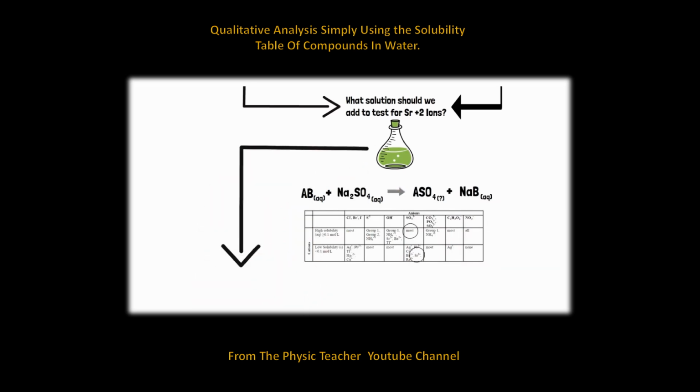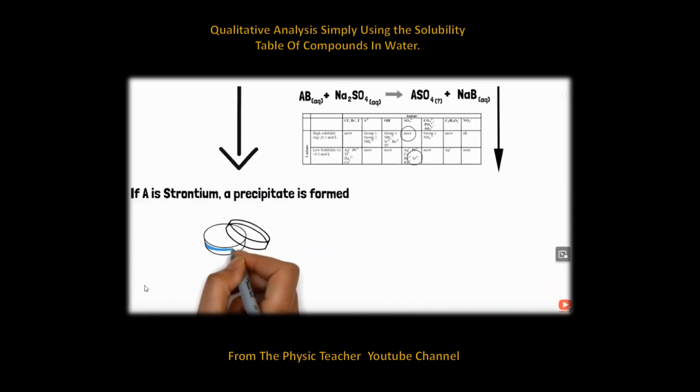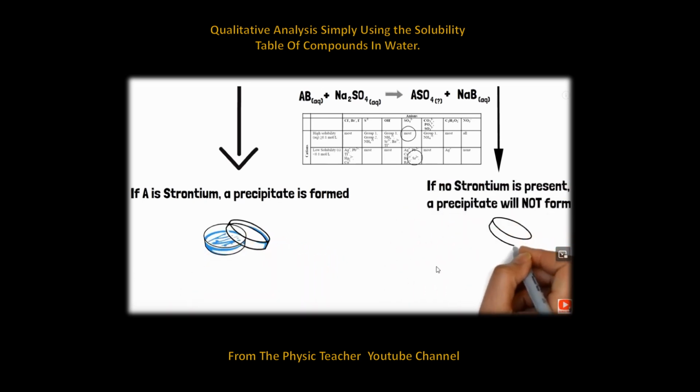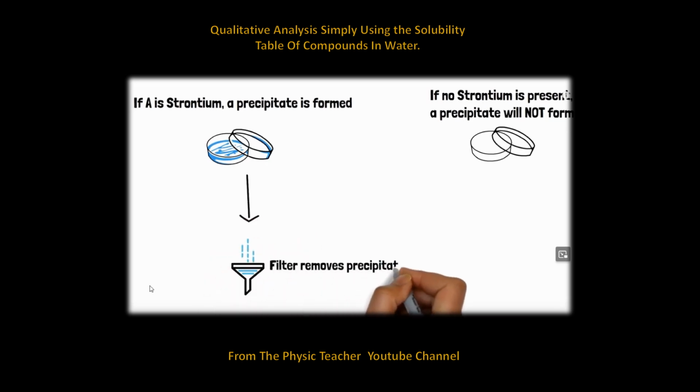If strontium is present, strontium sulfate is formed in the reaction and precipitates due to its low solubility. If not, then no precipitate will form. And that is how we can qualitatively test for ions in ionic compounds.